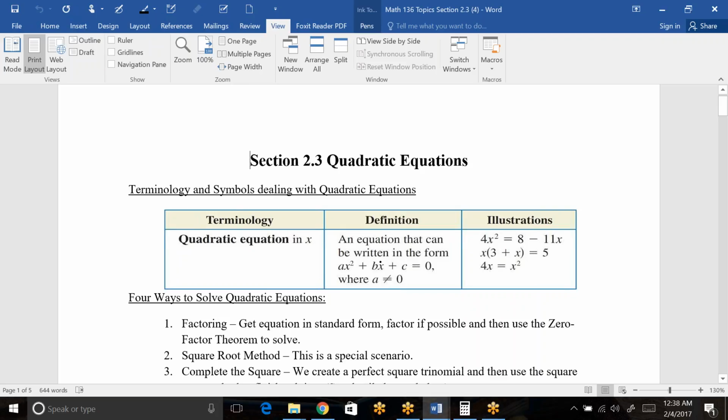It doesn't matter if you have b, c, or both, or one of those, but you have to have the ax squared. So here are some examples of different ones. Notice this doesn't have x squared, but if you distribute, it actually does. So that is just variations of that.